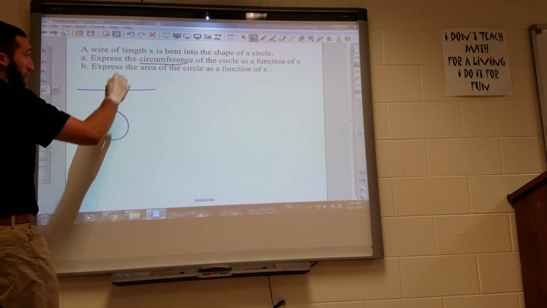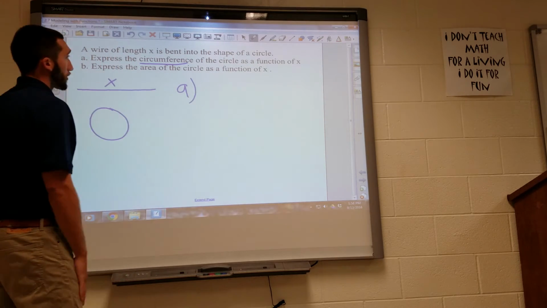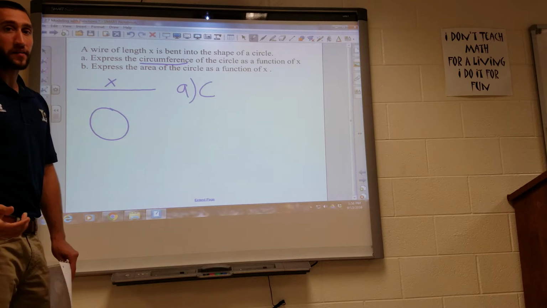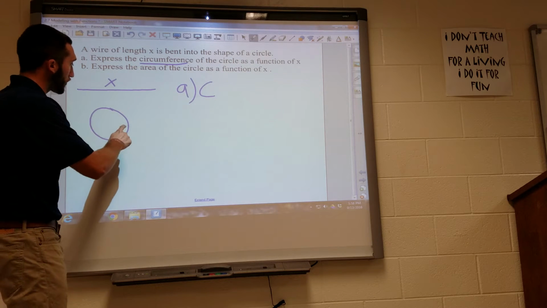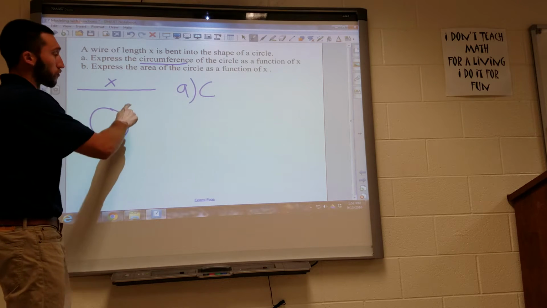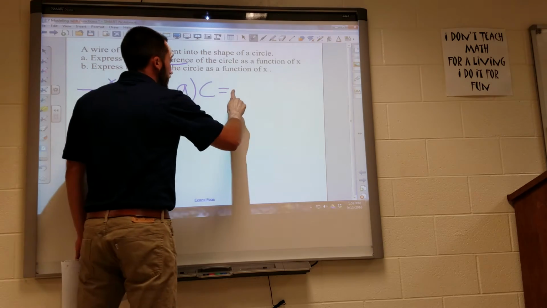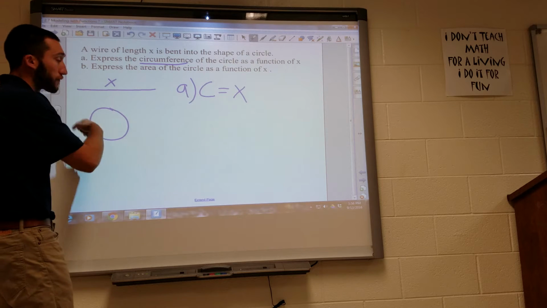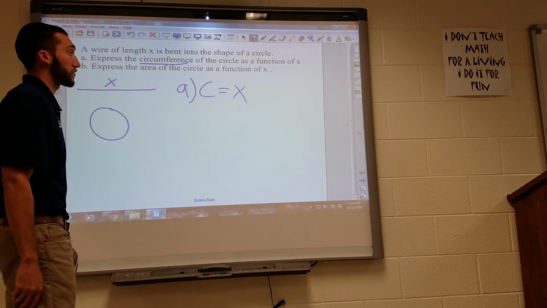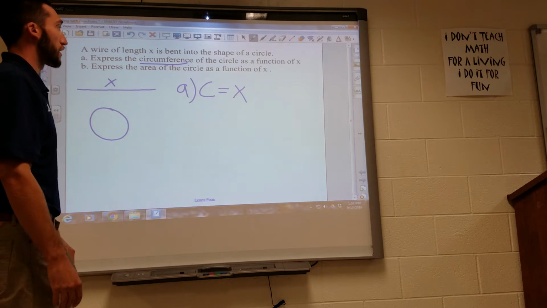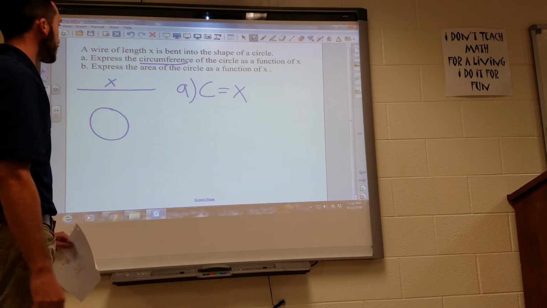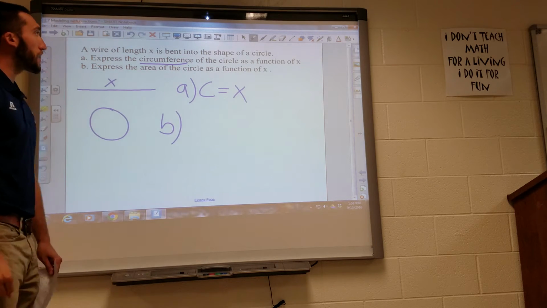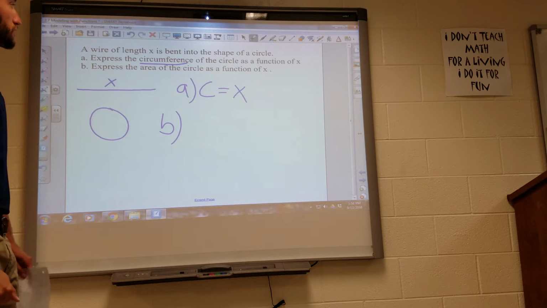So they want first to express the circumference as a function of x. Well, we know the circumference, right? The distance around the circle is just going to be x, right? Because we knew the length of the wire was x. So the circumference of the circle must also be x. We didn't change the length of the wire as we bent it. Part B, though, they want the area of the circle as a function of x.